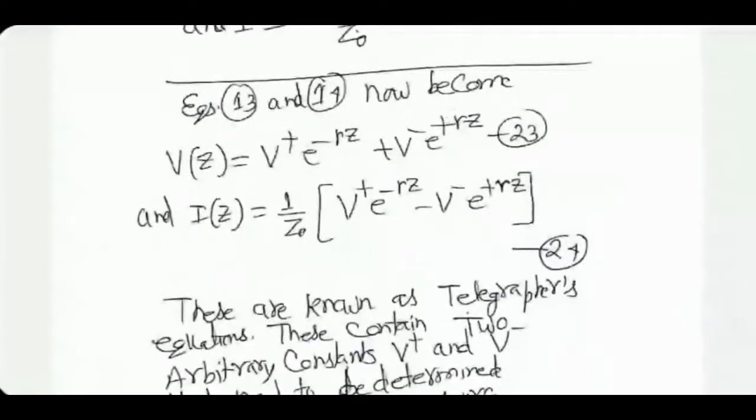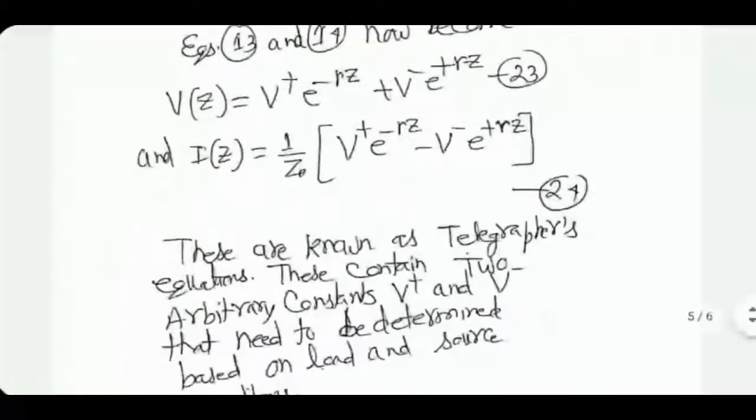These are known as telegrapher's equations. There was a time we used to have a system called telegraphy for sending information using pulses. Those days are gone, but transmission lines were being used by telegraphers in those days. So these equations were given that name at that time.